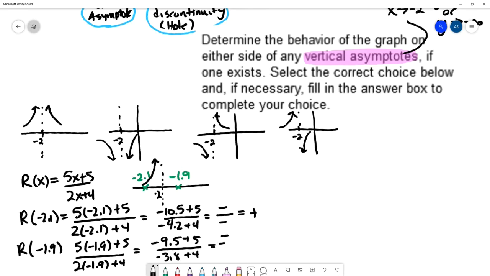And this is going to be a negative over a positive, which gives me a negative. So I know on the other side, it's going to go to negative infinity. So on the right side, it goes to negative infinity. So we figured out that our behavior looks like this one right here.